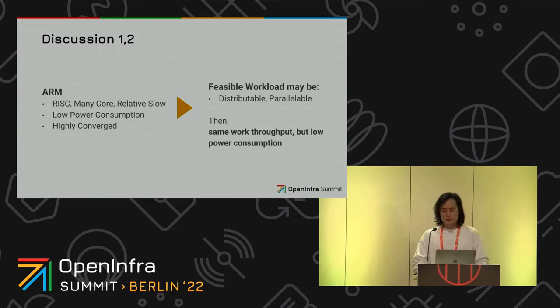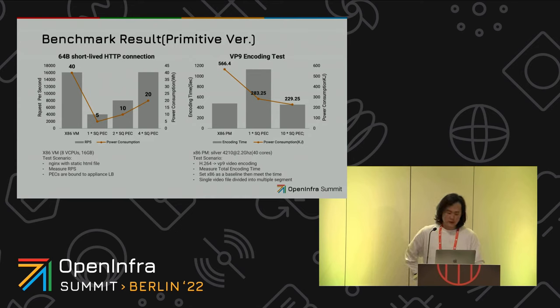Number one and number two are discussions of feasible workloads. Due to the specialty of the properties of ARM, we can think that a feasible workload may be distributed and run in parallel execution. Then the same workload and throughput, but low power consumption, may be expected. This is our short benchmark result from that. We ran a short-living HTTP connection benchmark and an encoding test, as you can see on the screen.